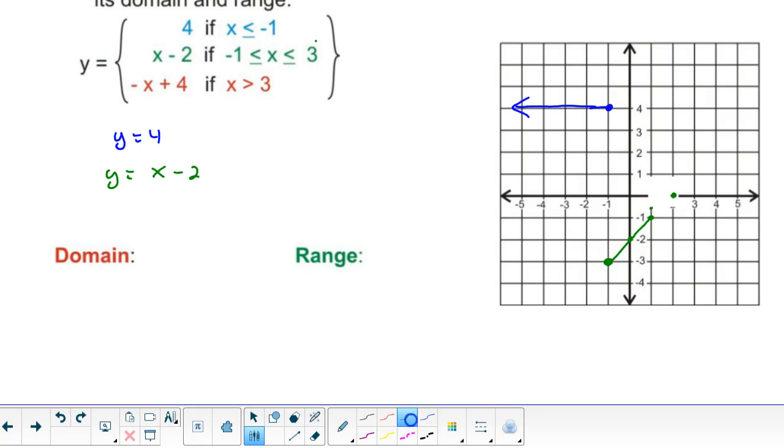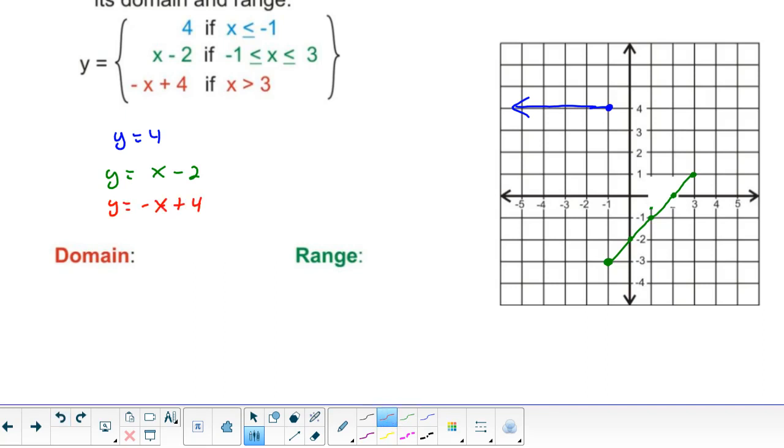And then the domain says less than or equal to 3. So I got to end at 3, but it does include the 3. So now I'm just going to keep going along my line until I hit the 3 on the domain, right? You follow? So see how my domain goes from -1 on the x-axis to +3 on the x-axis? Okay, that's the green part. By the way, these can overlap. These don't, but they could. All right, and the last line is y equals -x plus 4.